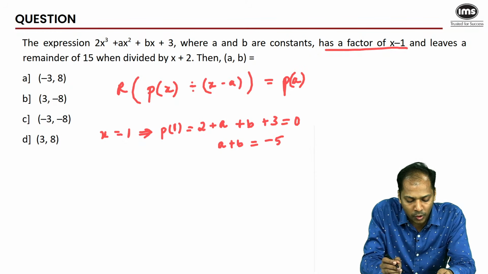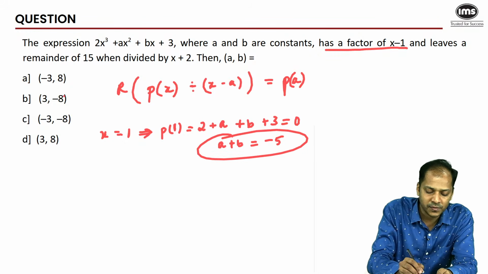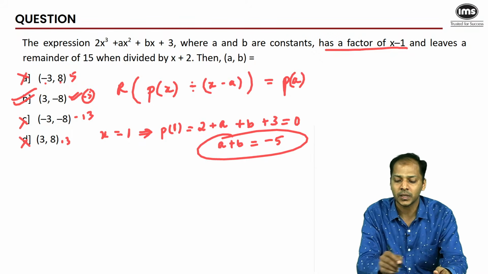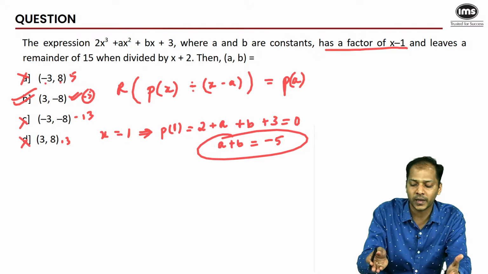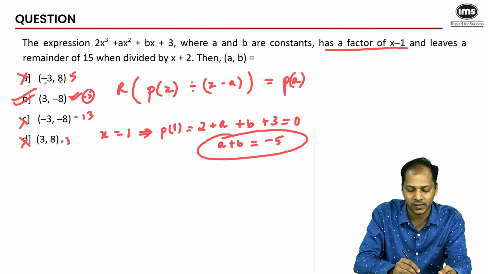First of all, just check the options. I think I'll not solve further. a plus b is equal to minus 5, that's happening only in option B. Here the addition is 5, here the addition is minus 5, here the addition is minus 13, here the addition is 13. Clearly these three cannot be the answers. The answer has to be option B. I'll not even solve the simultaneous equation. I'm not even going ahead to the remainder being 15, etc. I have used options and got to the answer.